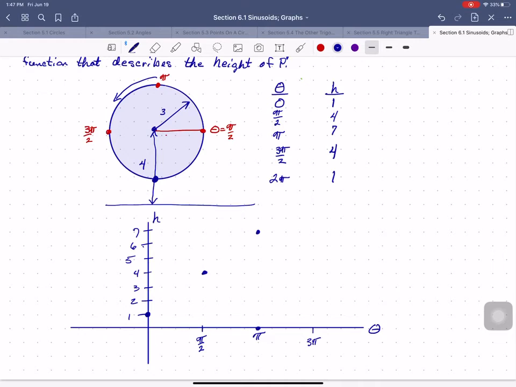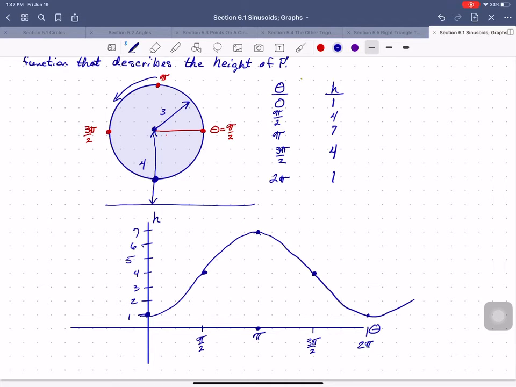At 3 pi over 2, I'm back down to 4, and 2 pi would be right here, and that gets me back down to 1. So my circle, my path, my height of my point, remember this isn't the path of the point in space because that's a circle. This is the height of the point. Looks like this. So we can see that we start down here at a minimum and then we go over to a maximum.